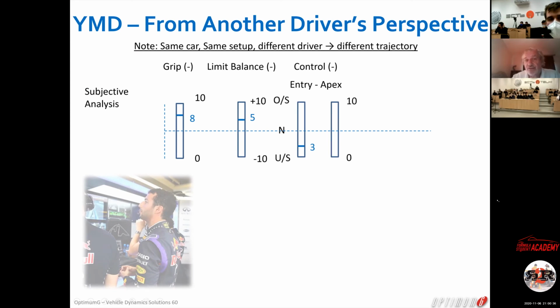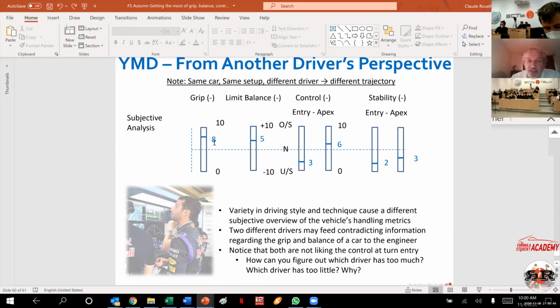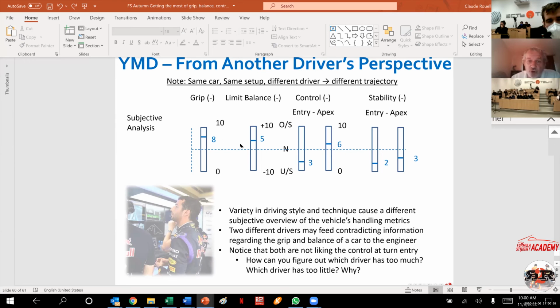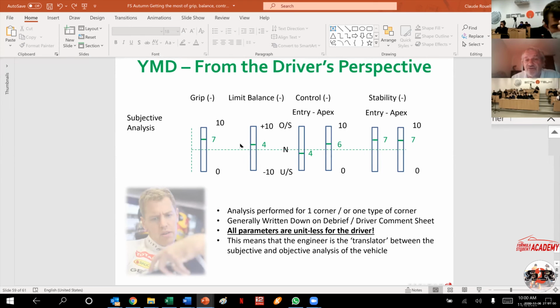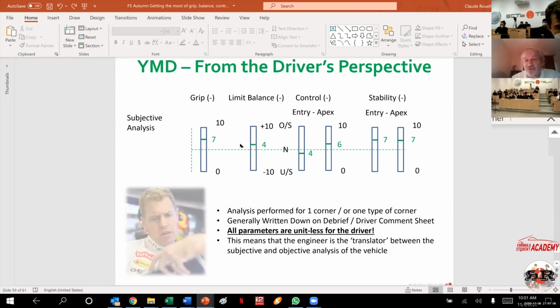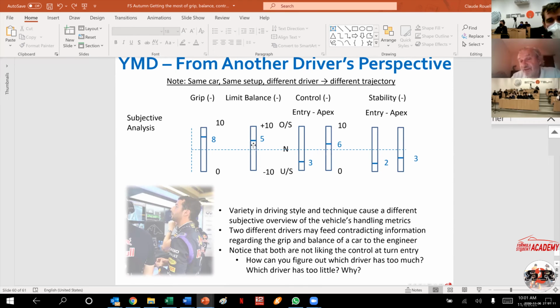Okay. No, here the guy in terms of control is only giving you a 3 at the entry and a 6 at the apex, and in terms of stability, a 2 and a 3. So in other words, let's look at the numbers here. 8, 5, 7, 4. So this guy thinks there is more grip, and this guy thinks there is more oversteer. Okay, the second guy. Now the numbers 4, 6, 3, 6, and stability 7, 7, 2, 3. So that means that driver is less happy with the stability of the car.